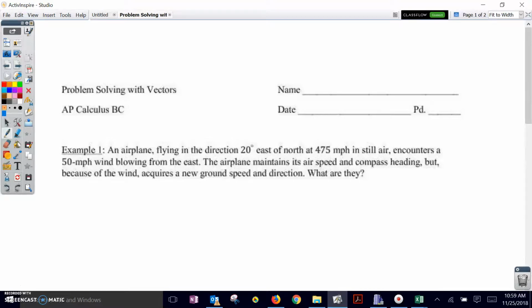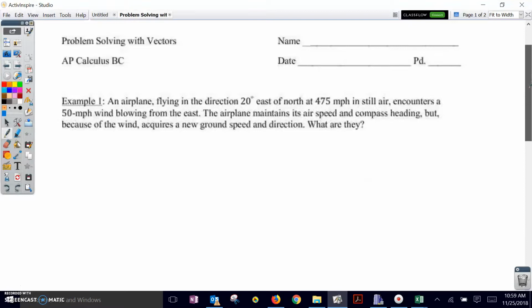Example 1: an airplane flying in the direction 20 degrees east of north at 475 miles per hour in still air encounters a 50 mile an hour wind blowing from the east. The airplane maintains its airspeed and compass heading, but because of the wind, acquires a new ground speed and direction. What are they? So let's look at what's going on here.